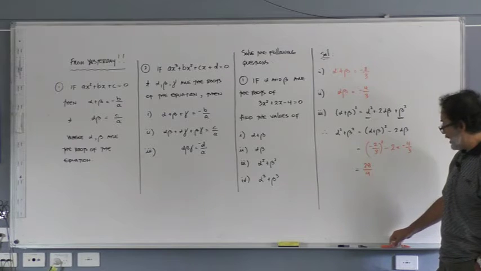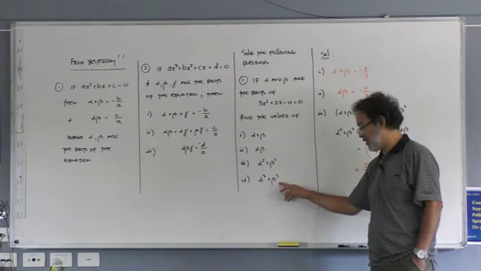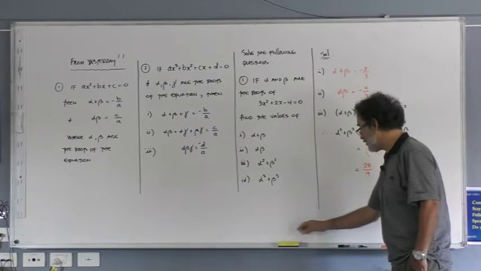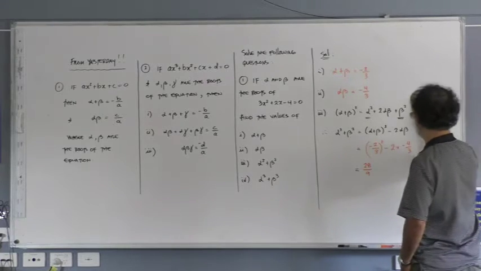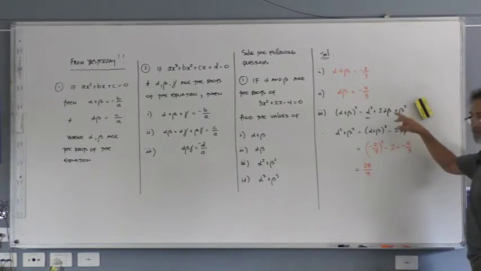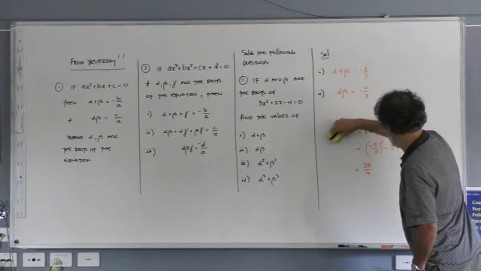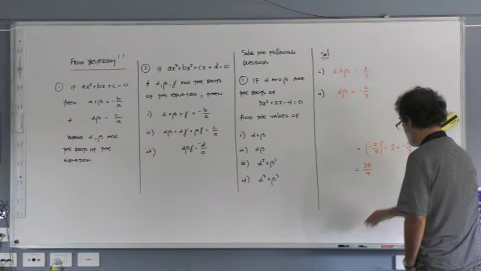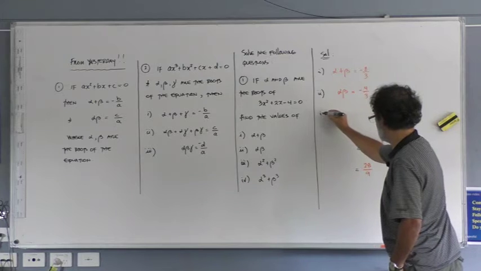Okay, for part 4, same thing. In here we have alpha cubed and we have beta cubed, so we need to use something that involves cubes. So now this is the answer for question 4.